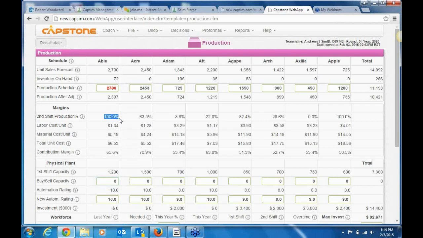Otherwise, you're putting a lot of risk there. So we recommend not exceeding maybe 80% of your second shift production, with, of course, next year's demand.